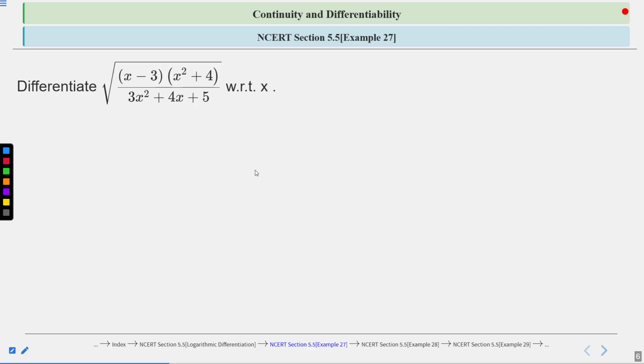Okay, so next is NCERT section 5.5 example 27. We have to differentiate root over (x minus 3)(x square plus 4) upon (3x square plus 4x plus 5) with respect to x, right? So you have 1 minute to solve or think about this question. After that, we will move to the solution part.